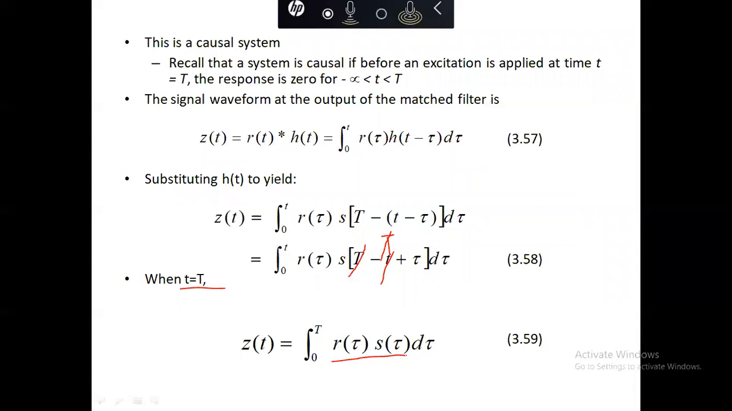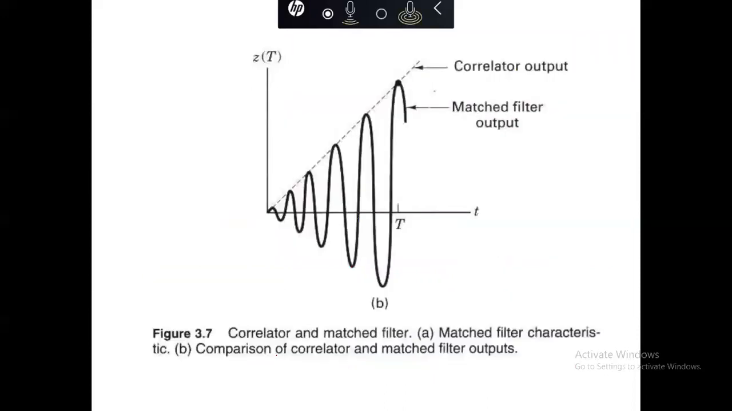So what actually it means is that the match filter output is similar to the output of the correlator, but at the t instance of time. So what will be the difference between the correlator and the match filter? The difference is in the output waveform.